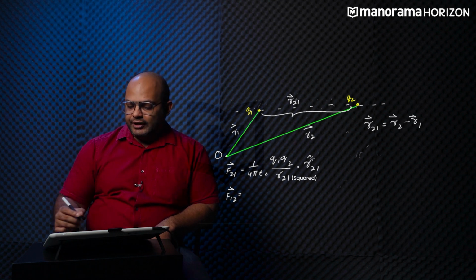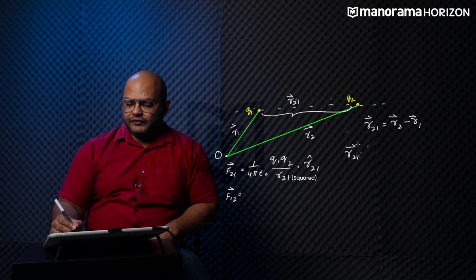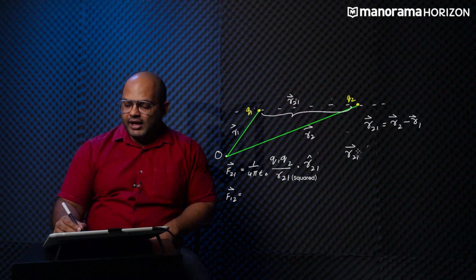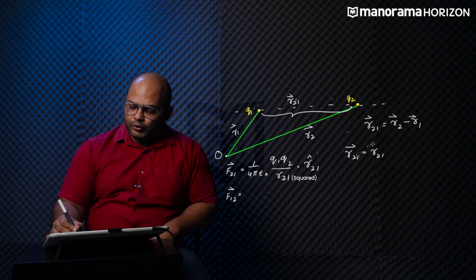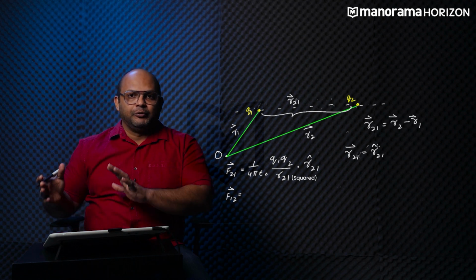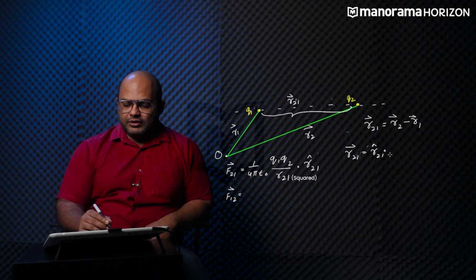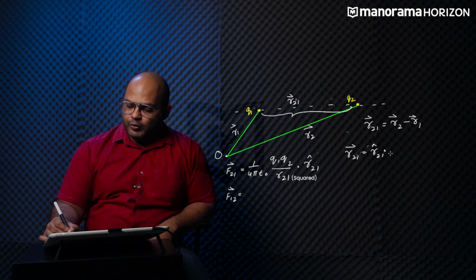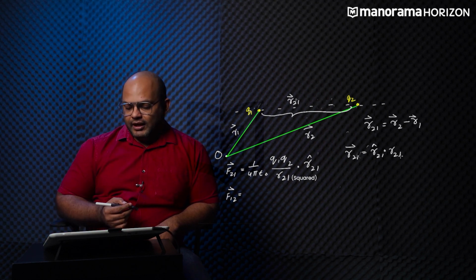Just to refresh your memory, we can define any vector. So I can define the vector r21, the displacement vector, as the product of a unit vector r21, remember, a unit vector gives you only the direction information, its magnitude is simply 1, multiplied by the magnitude, the actual physical distance between q1 and q2, that is the scalar value of vector r21. So we have simply defined this force equation in vector form.